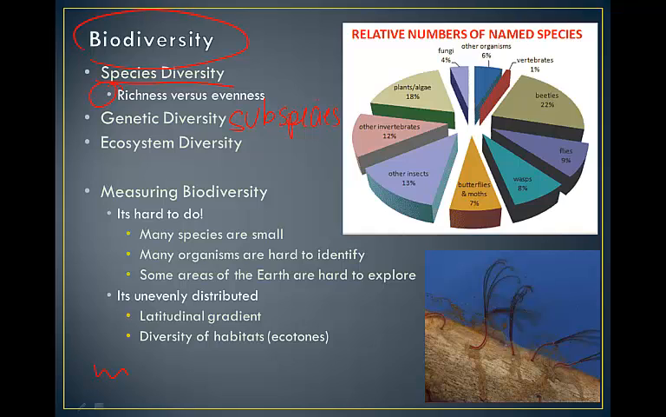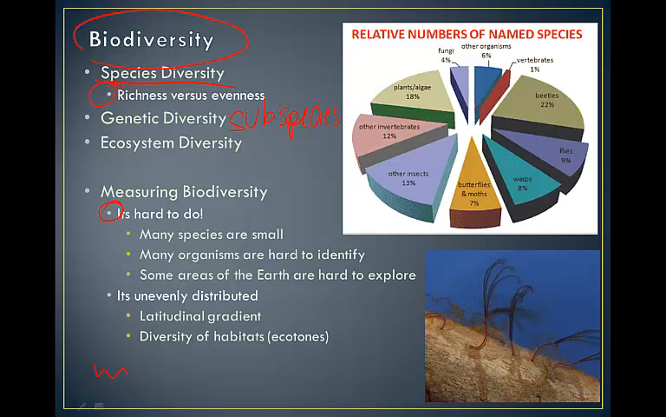Now, how do we measure biodiversity? It's really hard to do. And the reason why it's hard to do, I've listed some of the reasons there for you. First off, some species are just really, really small. And some organisms are just really hard to identify. It's hard to tell what you're looking at. And some areas of the earth are really hard to explore.